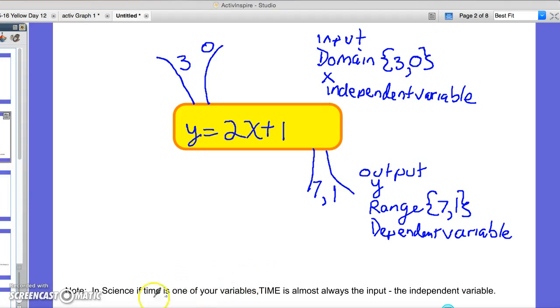Just as a note for you, in science, if you have time as one of the variables, time is almost always your input. It's the independent variable, or the x. So now we've talked about group one, input, domain, x values, and independent variables. They're all very similar, and the same with group two, output, y, range, and dependent variables. Okay, so let's move on.